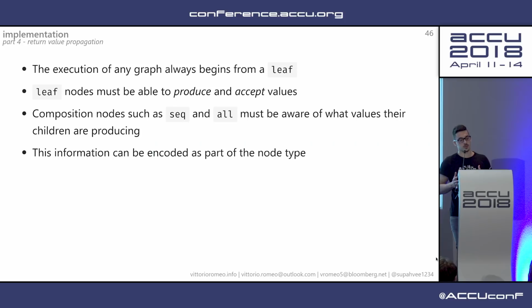And composition nodes such as sequence and all must be aware of what values their children are producing, and since they are part of the same type, they can do that, and they can deduce what value they can output by simply computing the decltype of whatever computation they have invoked with the children's return type. And everything obviously can be encoded as part of the node type.